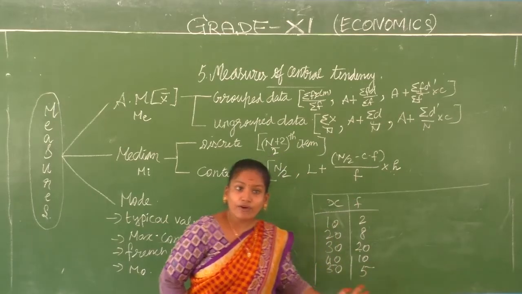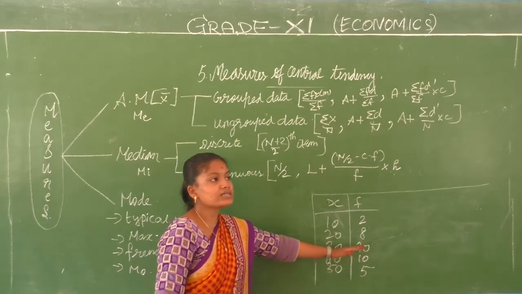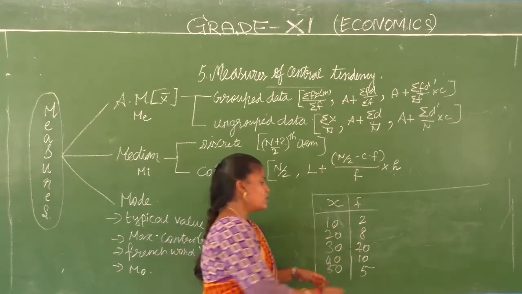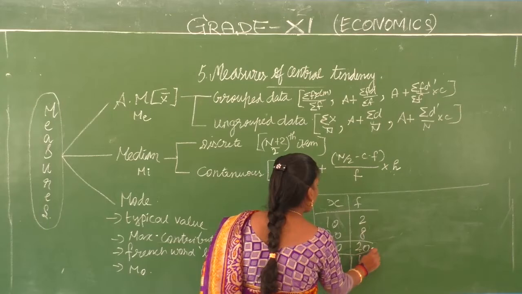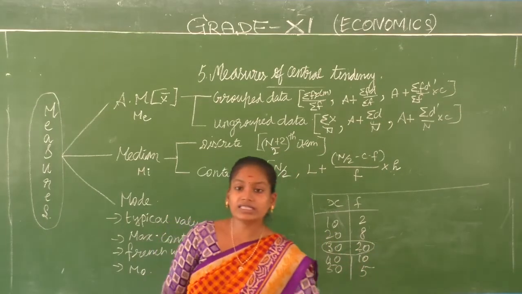So it is easy for you to find now, because where is the frequency concentrated more? Where has it occurred a lot of times? Which frequency is high? 20 is high. So which is the mode here? Your mode is 30 because it has the highest frequency.